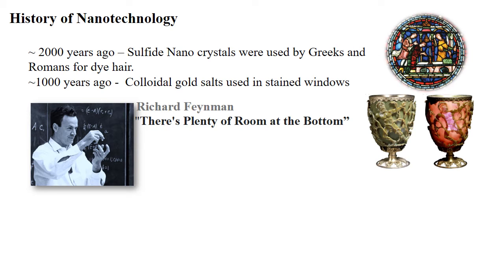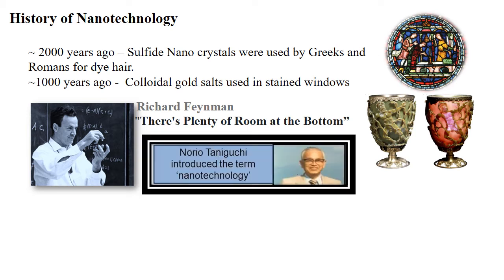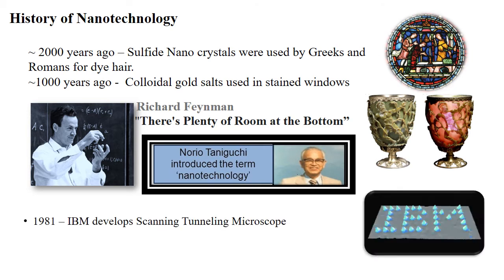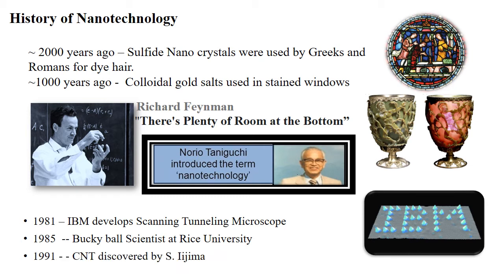After 15 years, Norio Taniguchi, a Japanese scientist, was the first to use and define the term nanotechnology in 1974. After that, in 1981 IBM developed the scanning tunneling microscope, then in 1985 buckyballs were developed by a group of scientists from Rice University. And then in 1991, CNT was discovered by Sumio Iijima.